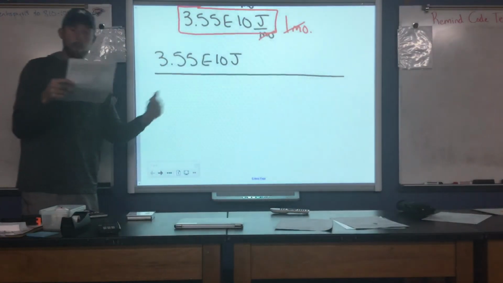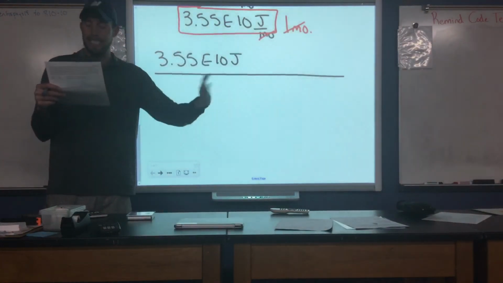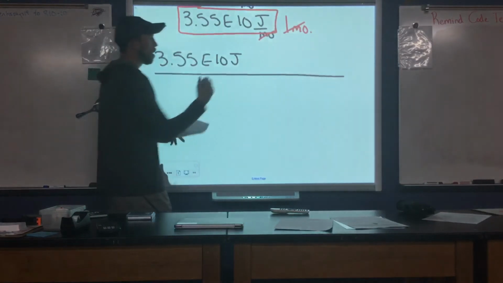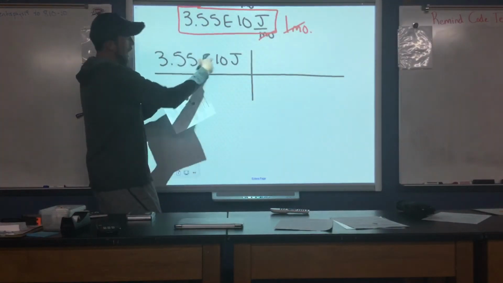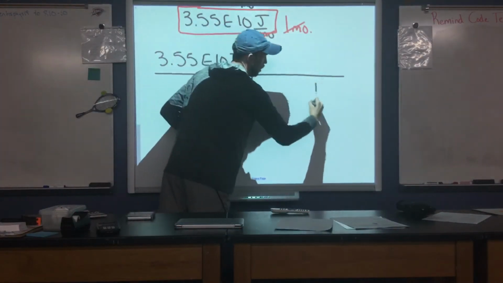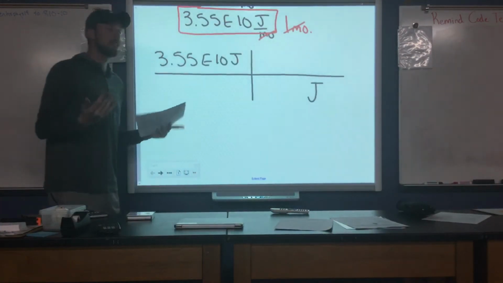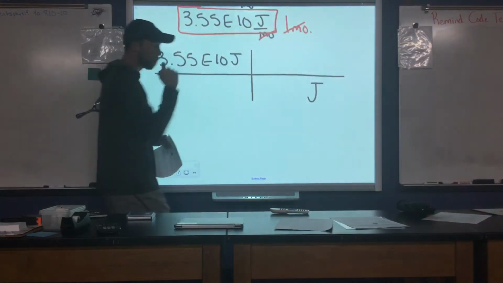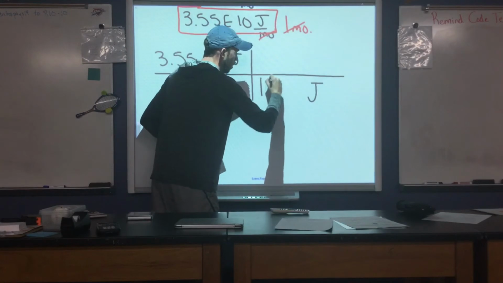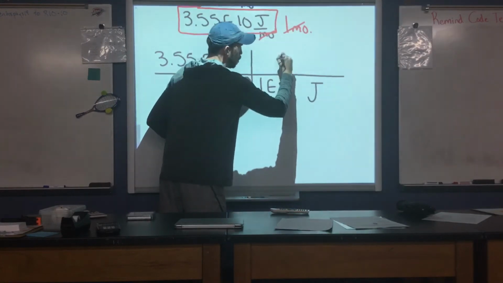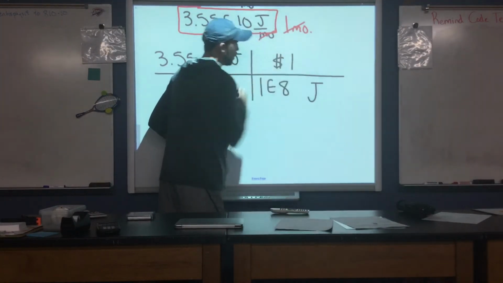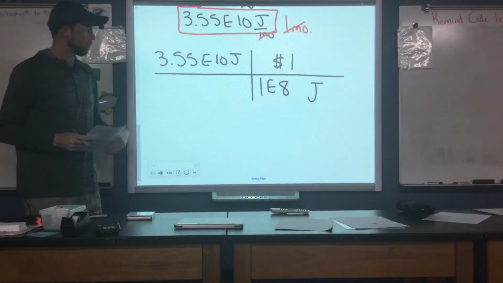We're told we spend about $1 for every 10 to the 8th joules. So here's how I would represent that. I have joules in my numerator, so I'm going to put units of joules in my denominator so I can make sure my units cancel out appropriately. And I'm told for every 1 times 10 to the 8th joules we use, that's going to cost $1.